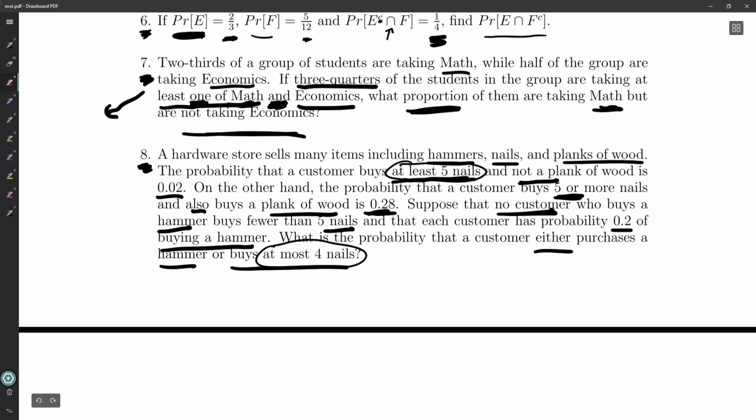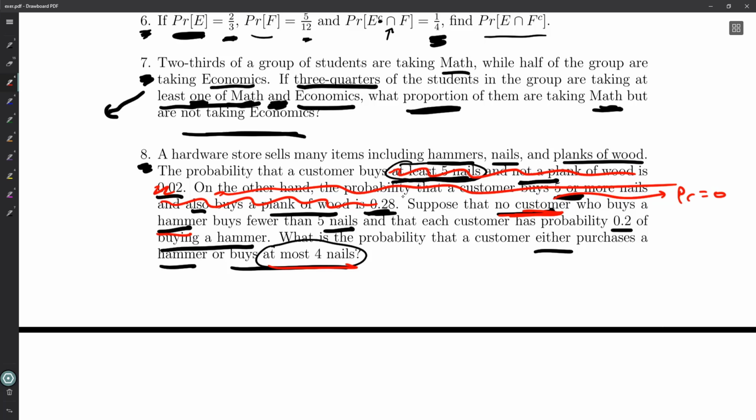So, just keeping track, we have used this piece of information, and we've used this piece of information. What else have we got? Suppose that no customer, so that to me suggests this will never happen, and when we think things that never happen, that's a probability of 0. No customer who buys a hammer buys fewer than 5 nails, so that would be at most 4 nails. What they're saying is the probability that a customer has bought a hammer and hasn't bought 5 or more nails is 0. Nice little coded information there.